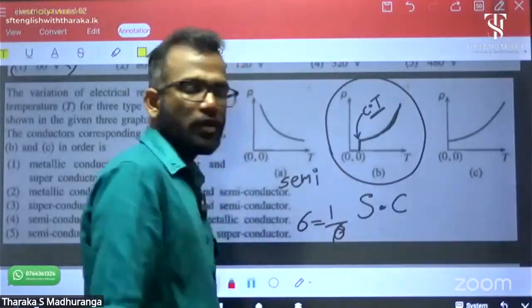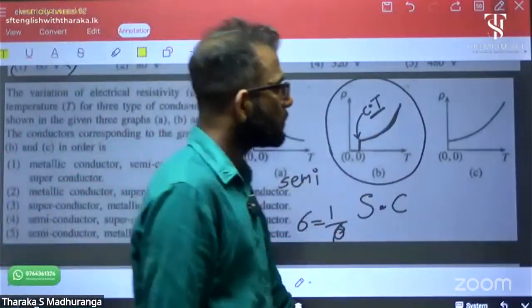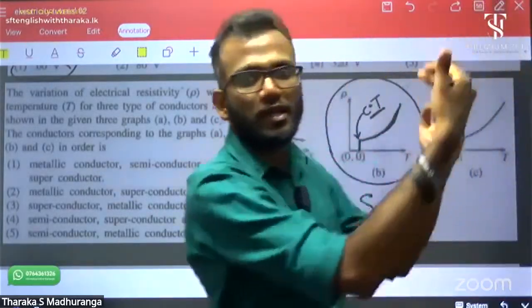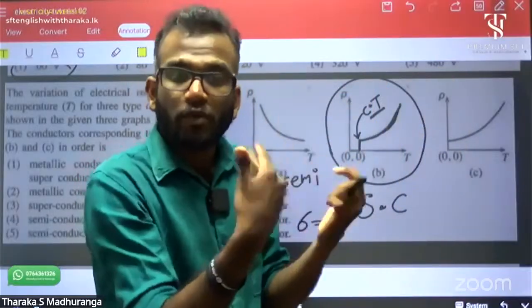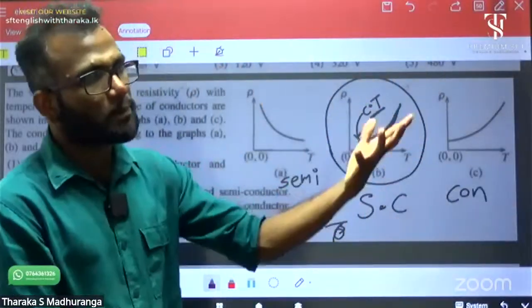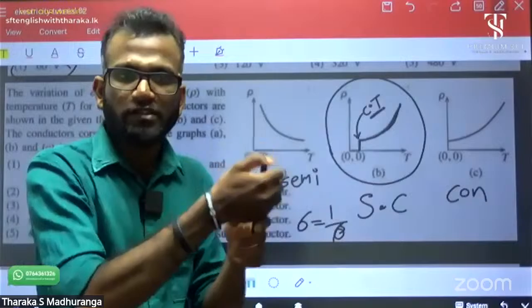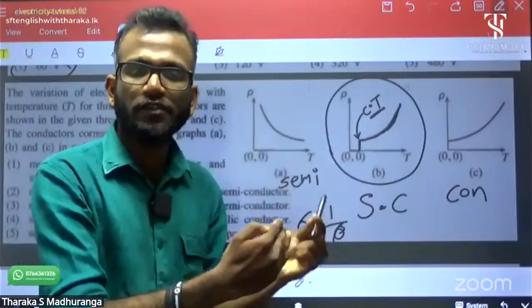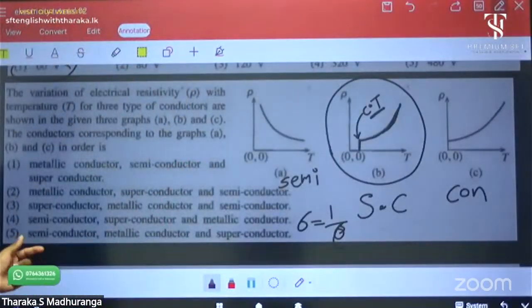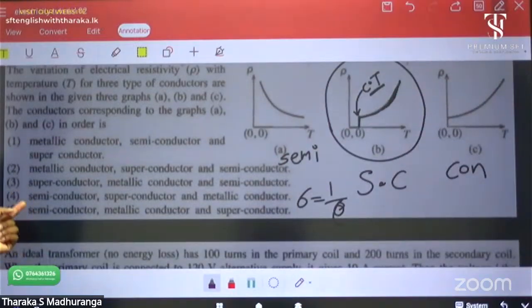Semiconductors. Full theory, no? Okay, when we increase the temperature, the resistivity increasing means conductivity decreasing. I told you, normal conductors. In conductors, when the temperature increases, due to vibrations and disturbance, the resistivity increases and the conductivity decreases. Do you remember? Now you can select easily. The first one, semiconductor. Middle one, superconductor. Final one, metallic conductor. Understood?